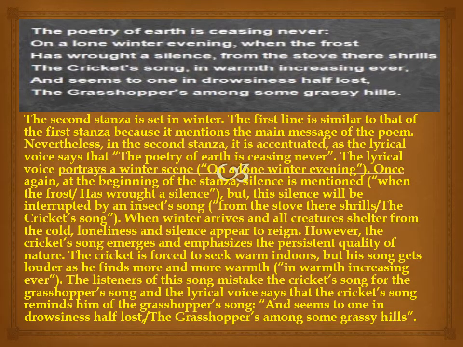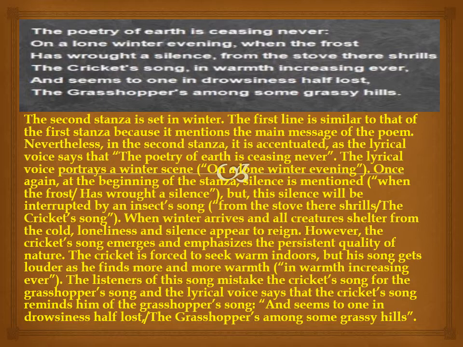The second stanza is set in winter. The first line is similar to that of the first stanza because it mentions the main message of the poem. Nevertheless, in the second stanza, it is accentuated as the lyrical voice says that the poetry of earth is ceasing never. The lyrical voice portrays a winter scene on a lone winter evening. Once again, at the beginning of the stanza, silence is mentioned, when the frost has wrought a silence. But this silence will be interrupted by an insect's song: from the stove there shrills the cricket's song.